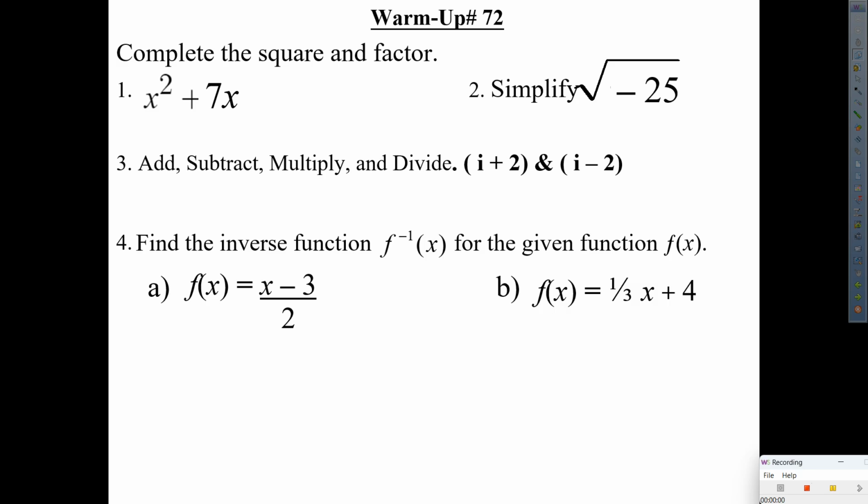Warm-up 72 is on the screen. Once again, by this time, you should be able to do all four of them by yourself in no time. Is that correct? Yes, Mr. Q. All right, I'll give you guys some time. Copy and go.